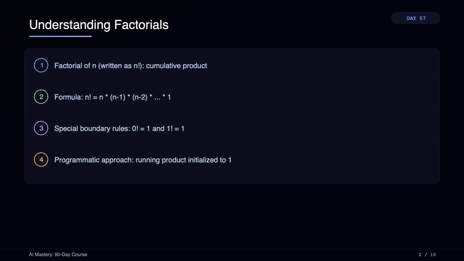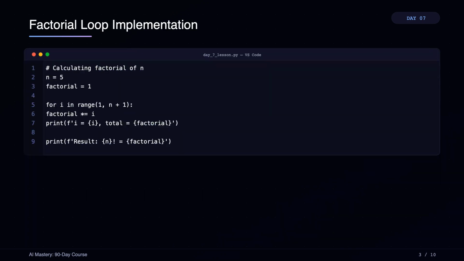We want to find the factorial of 5, so we initialize n to 5. We set a variable named factorial to 1, which will accumulate our product. Then, we write a for loop using range starting from 1 up to n plus 1. Inside the loop, we multiply our running factorial variable by the loop counter i using the multiplier assignment operator. By printing the current values on each iteration, we can watch how the product builds up step by step. When the loop ends, we print the final result, 5 factorial equals 120.